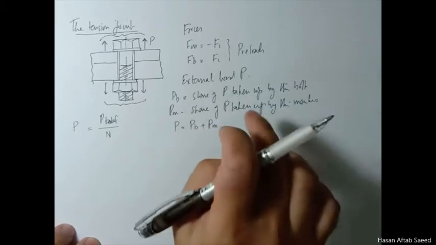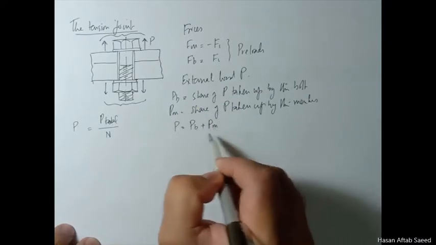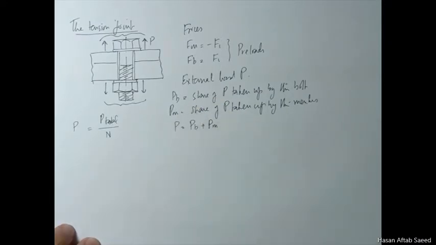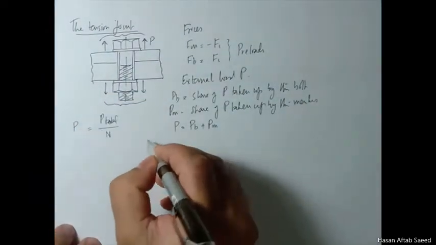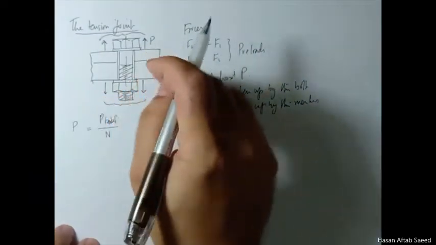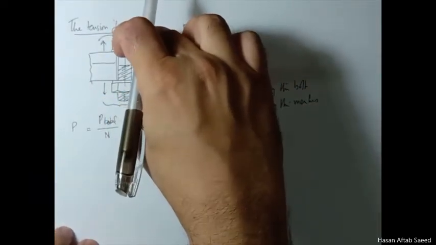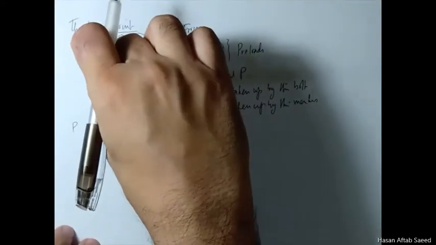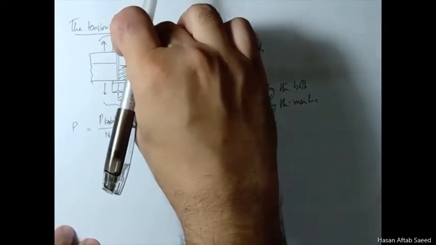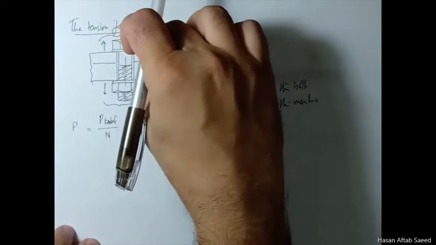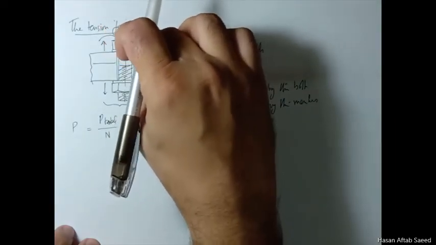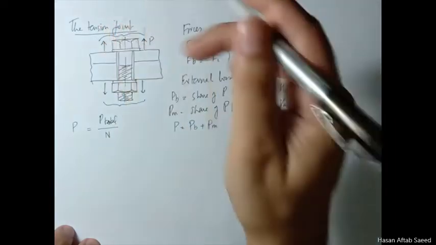Now if you want to find out this PB and PM, we need one more equation. This is just one equation. We need another equation, and that equation comes from kinematics, the deflections. What we know in this system is when P is applied, tension in the bolt will increase, compression in the members will decrease. So both will experience a deformation, delta.